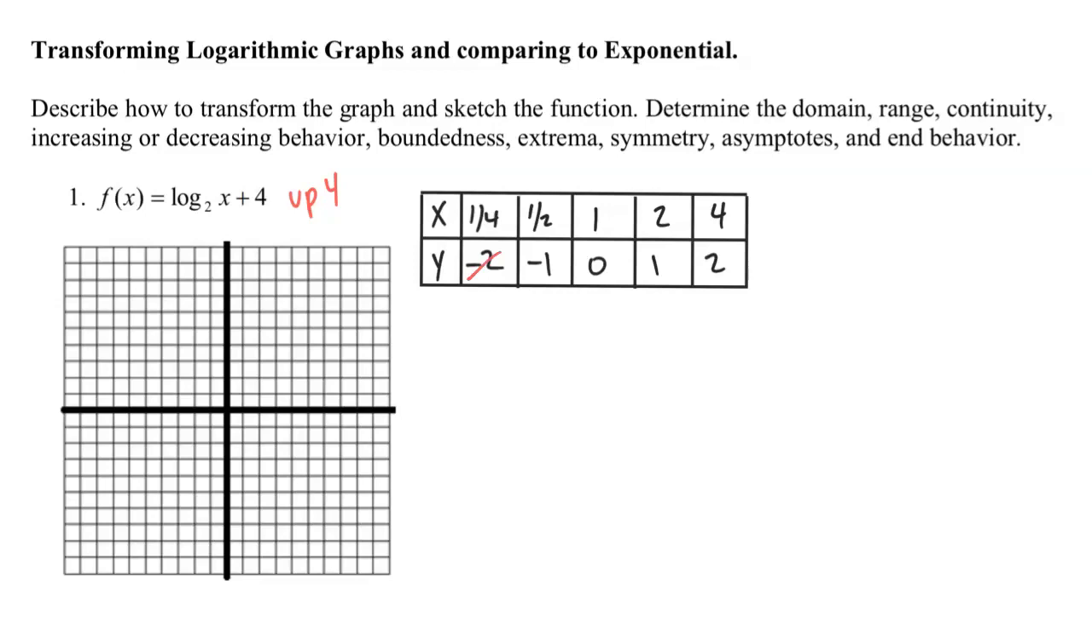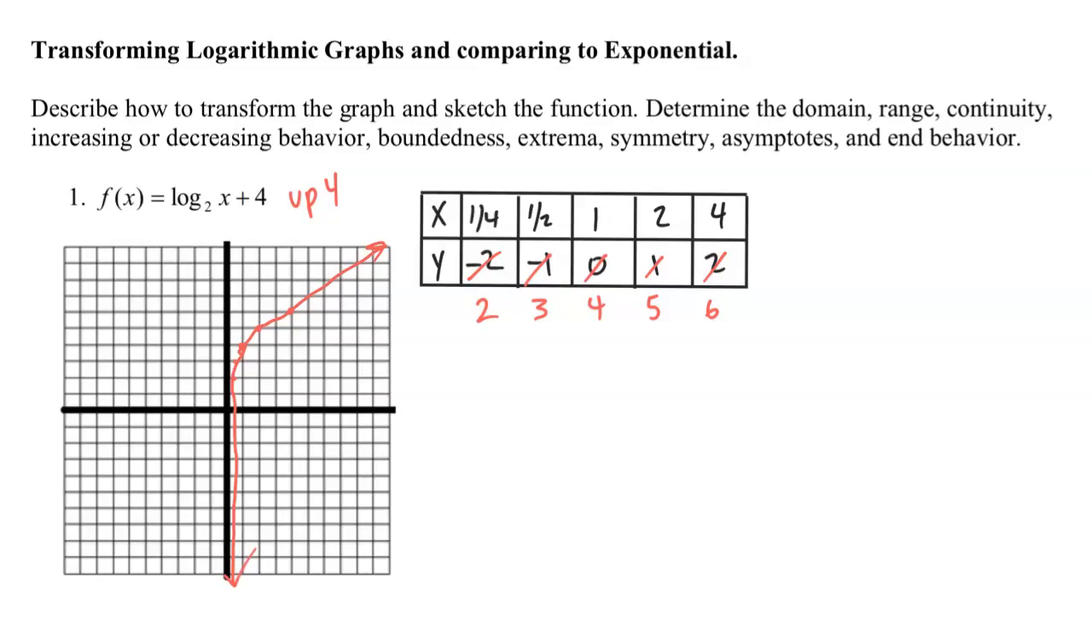So if I add 4 to negative 2, that's going to give me 2, this is going to give me 3, this is going to give me 4, this will give me 5, and then this y coordinate will be 6. And so if you start plotting some of those points, you've got 1/4 and 2, 1/2 and 3, 1 and 4 will be right there, 2 and 5 will be here, and then 4 and 6 is right there. So we're still going to have our vertical asymptote at x equals 0, but the graph is just going to look a little taller than it did before.